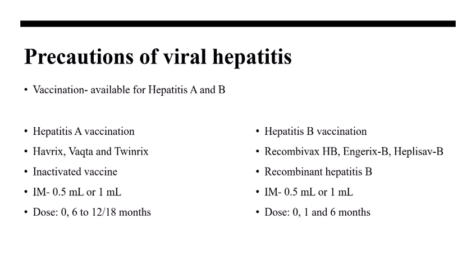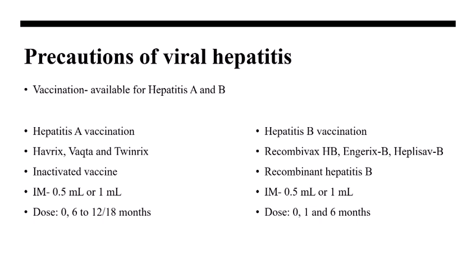Hepatitis B vaccine is a recombinant hepatitis B vaccine that comes under the names Recombivax HB, Engerix, and Heplisav. It is given through the intramuscular route, and 0.5 ml is given at 0, 1 and 6 months for the pediatric age group, and 1 ml is given at 0, 1 and 6 months for adults.